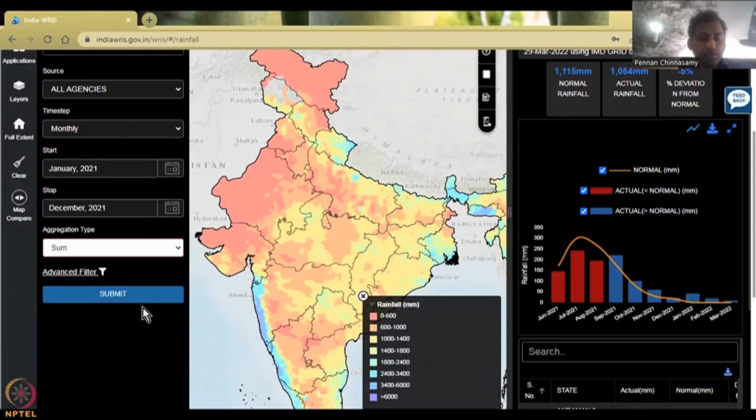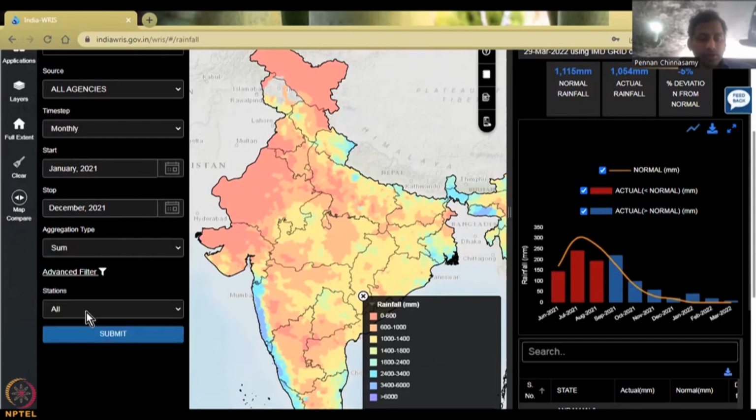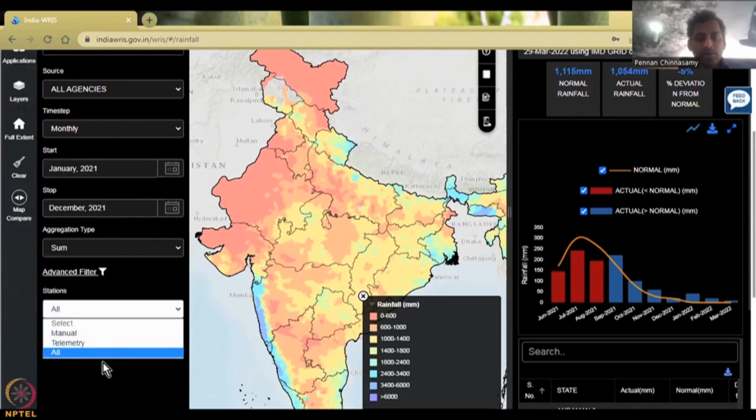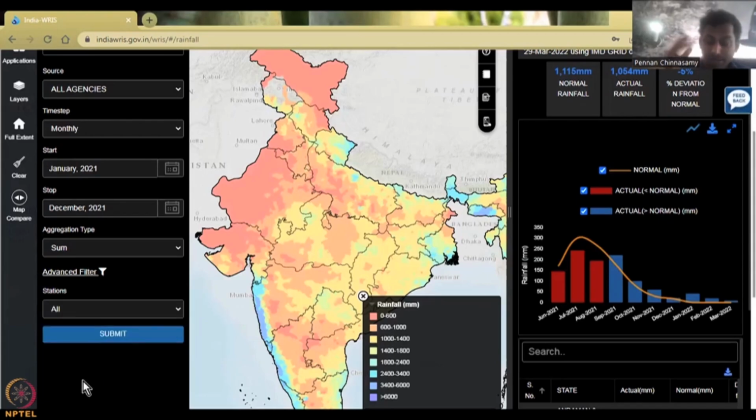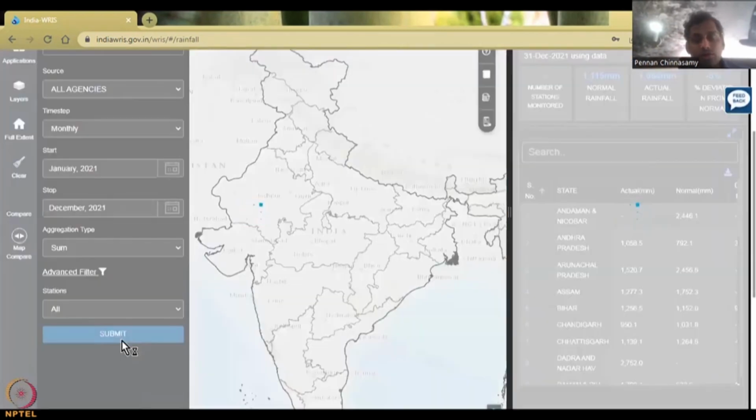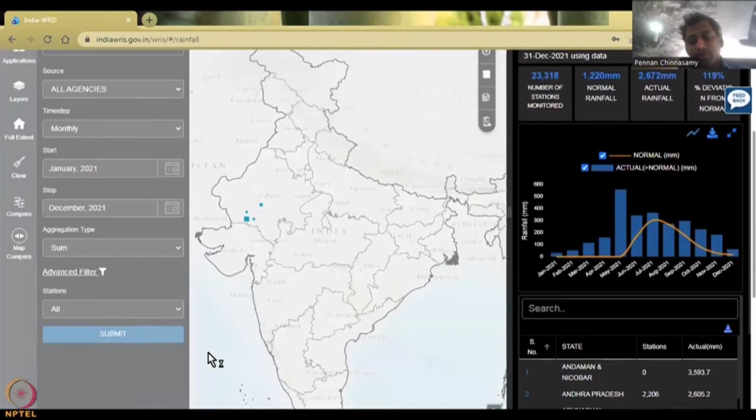So let's do some, and then advanced filter doesn't work. Just says all stations or telemetry or manual. So you're just going to say all. See, telemetry is where data is collected through the instrument, and GSM box relays the data back to the computer. And then you have the manual where a person goes and collects the data every day and then records it and puts in the database. So let's say all, just for the clarity, and I've clicked submit.